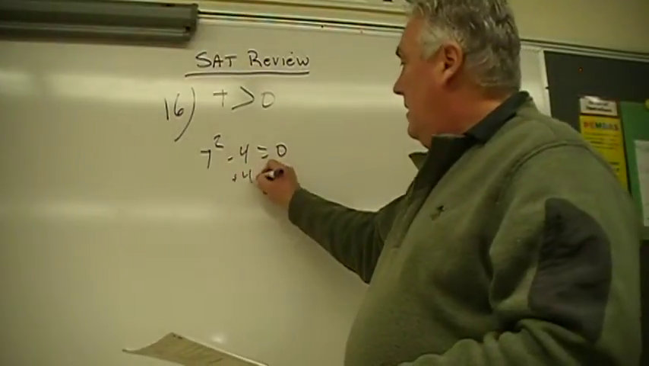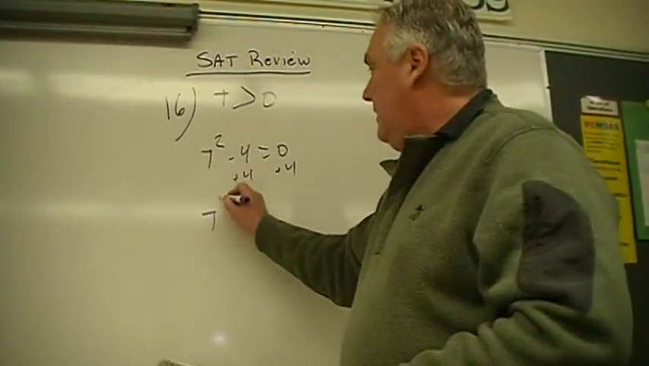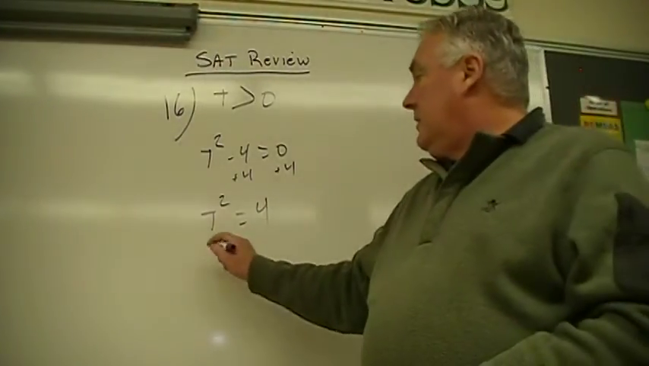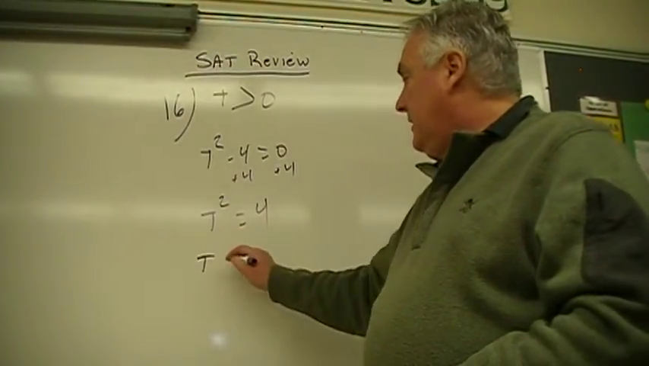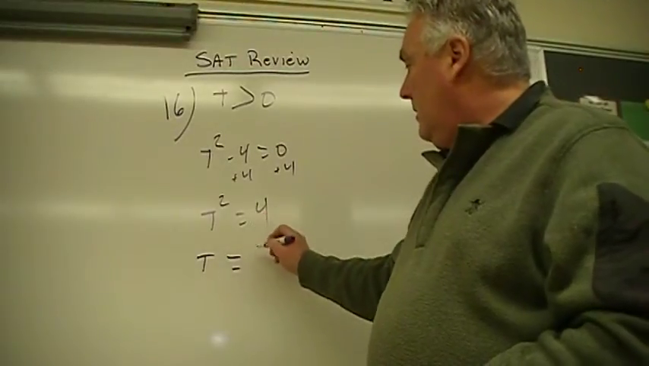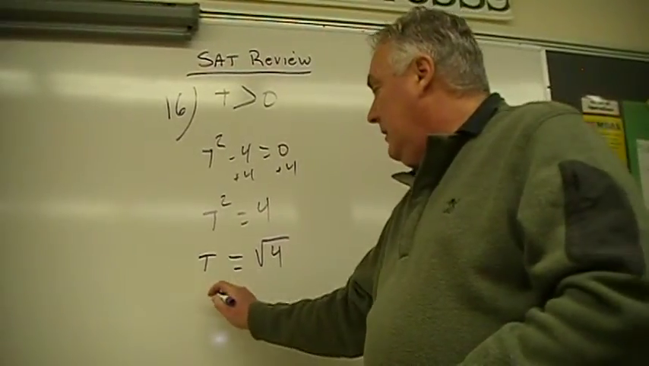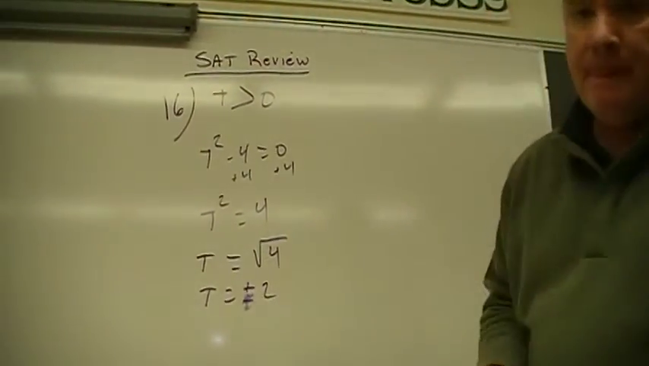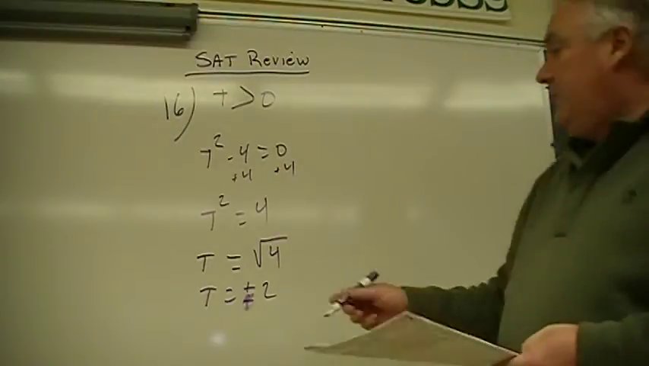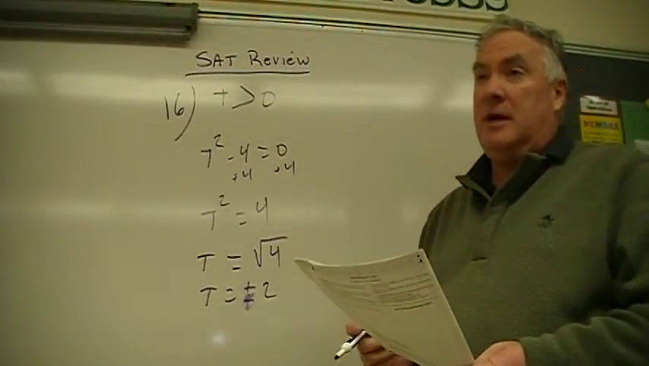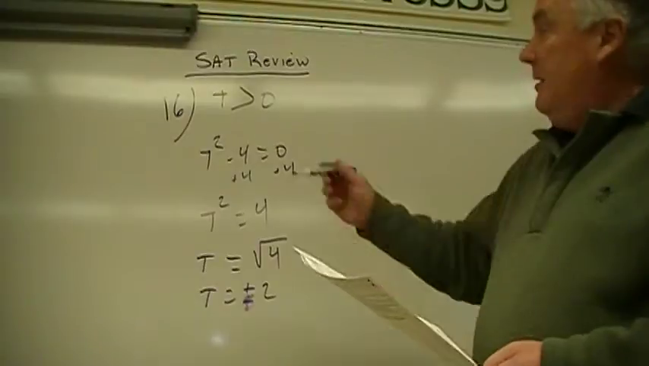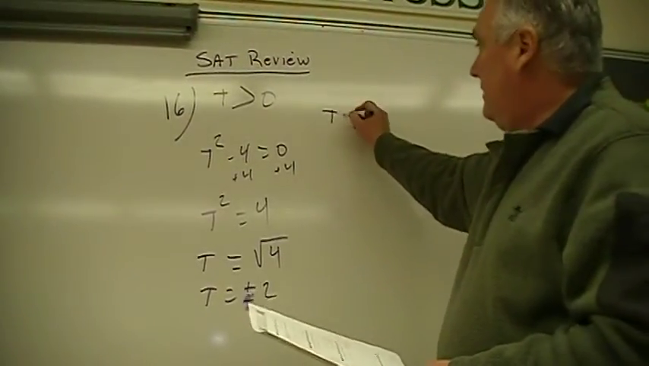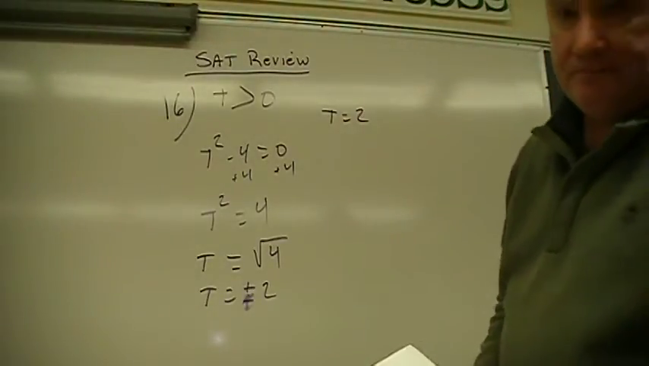So we add 4 to both sides. t squared equals 4. So what we do is take the square root. So t is equal to the square root of 4. t is equal to plus or minus 2. Meaning it's either 2 times 2 is 4, negative 2 times negative 2 is 4. But t has to be greater than 0. So the answer to this is t is equal to 2.